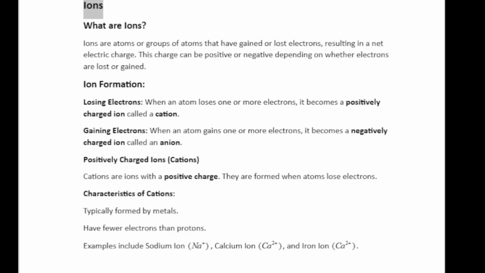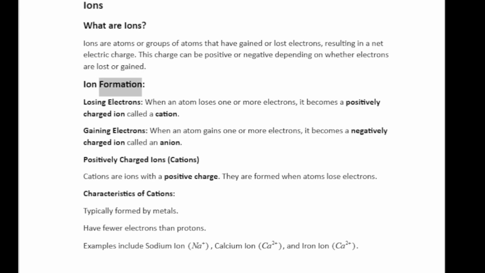Ions. What are ions? Ions are atoms or groups of atoms that have gained or lost electrons, resulting in a net electric charge. This charge can be positive or negative depending on whether electrons are lost or gained.